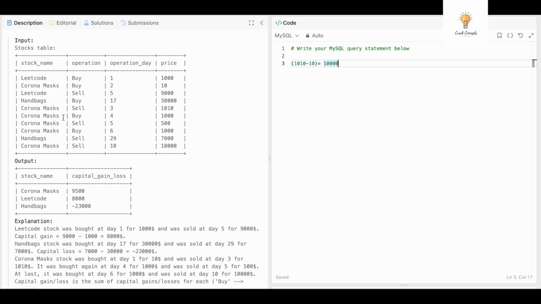Now again Corona mask was bought on operation day 4 at cost 1000. It was bought at 1000 and it was sold again on operation day 5 for 500. It was sold at a lesser price, so there was a loss over here, minus 500. Now again it was bought at price 1000 and it was sold for 10,000.